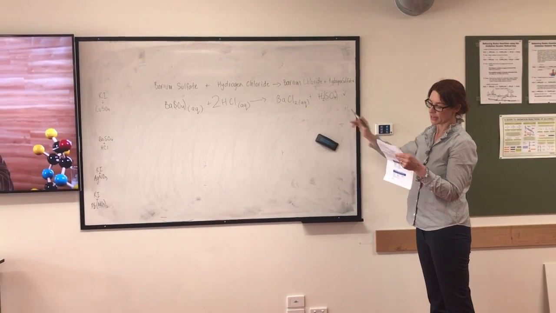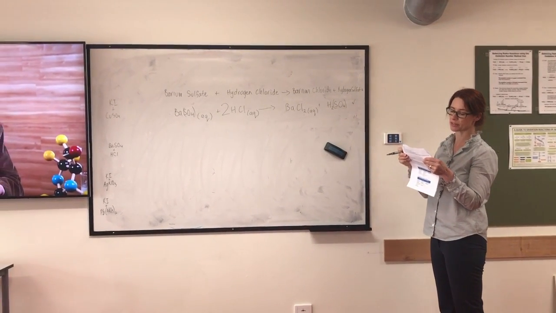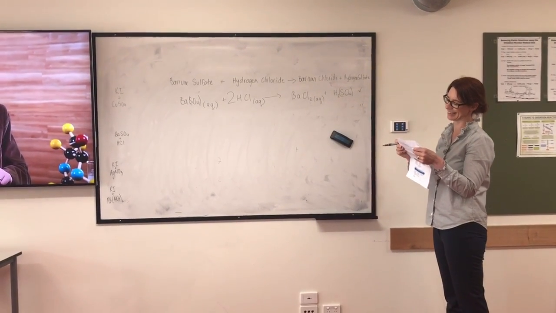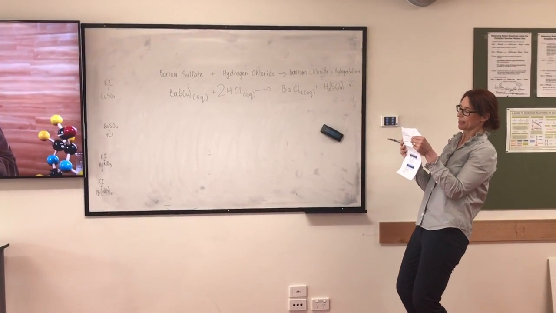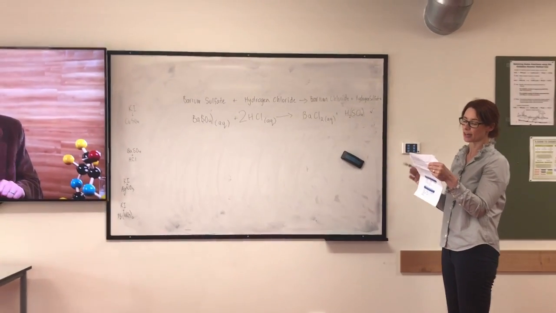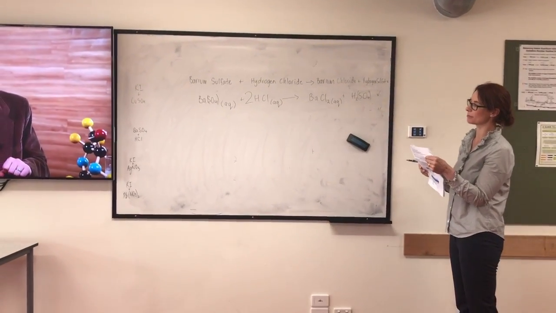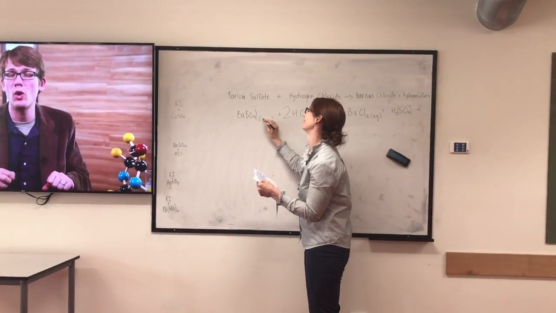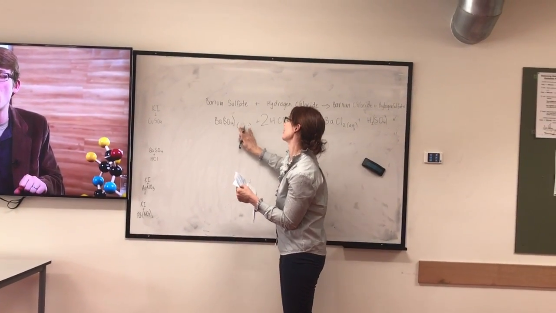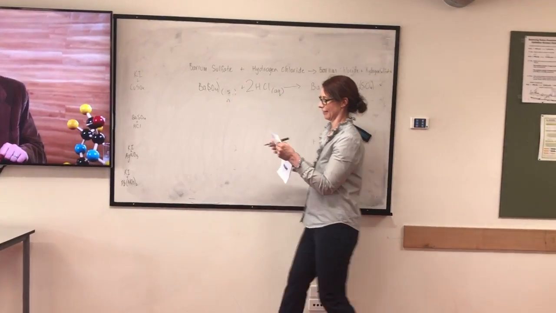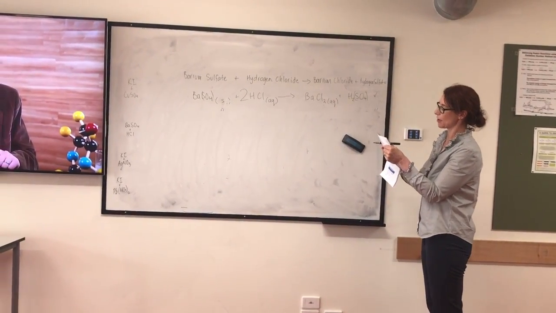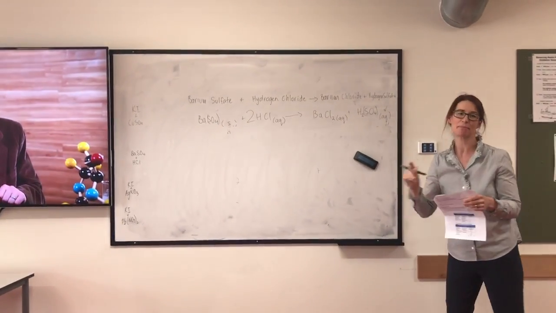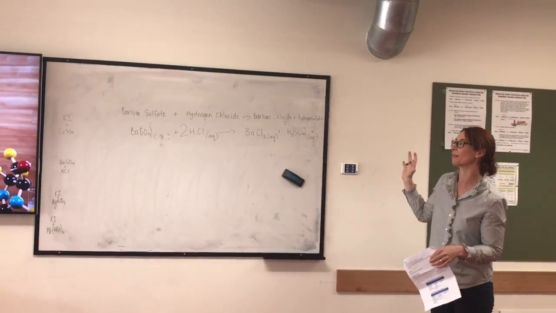Then over here, sulphate. Compounds containing the sulphate ion are soluble except for barium, lead and calcium sulphate. So that is a perfectly rubbish precipitate reaction.